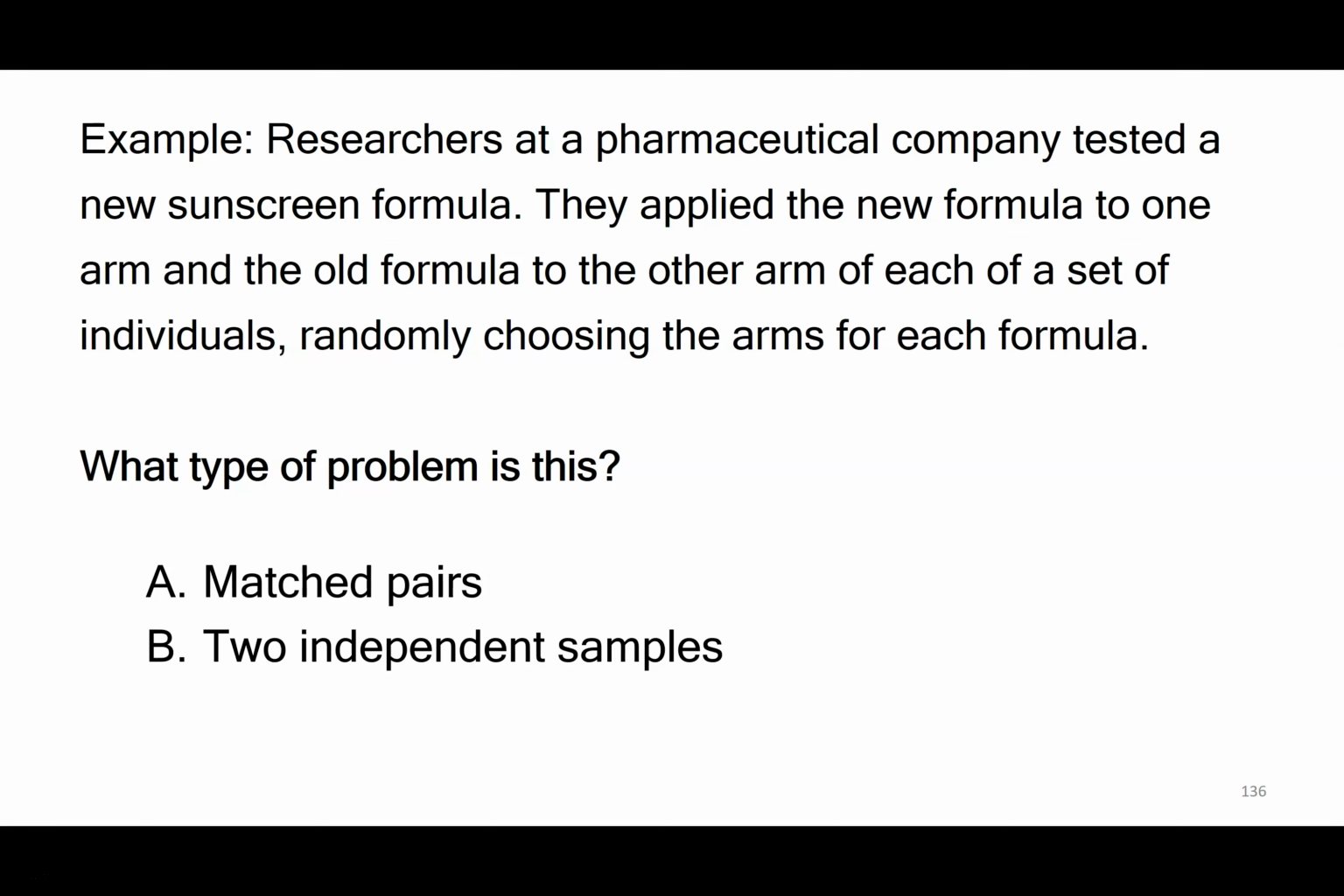So here's another example, totally unrelated. We have researchers at a pharmaceutical company. They are looking at a new sunscreen formula. So they have 2 formulas, an old formula and a new formula. What they do is they take a bunch of individuals and they put the old formula on one arm and the new formula on the other, randomly choosing which arm goes on which. So what type of problem is this? Is it matched pairs or is it 2 independent samples?